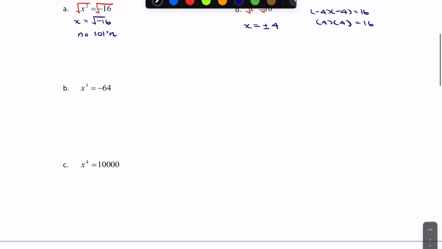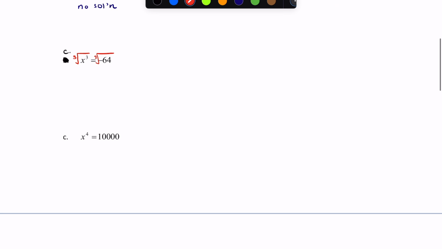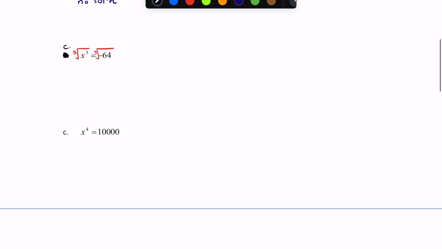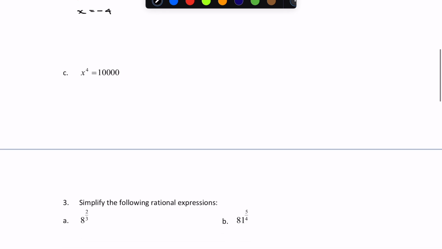Here, this should be C. We have x cubed is equal to negative 64. Just like how we square root both sides when it's squared, here we're going to cube root both sides when it's cubed. So we can rewrite this as x is equal to the cube root of negative 64, and that will give us an answer of negative 4.